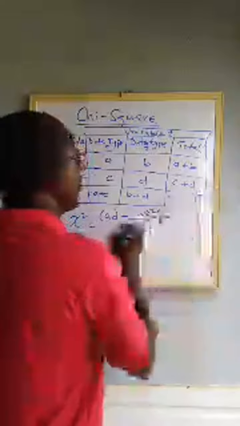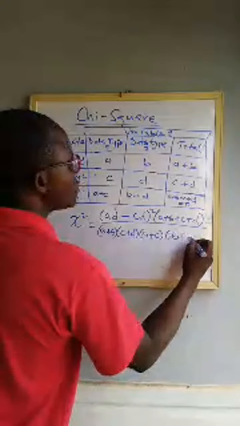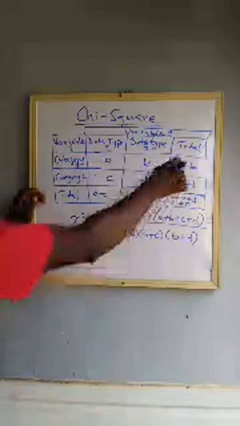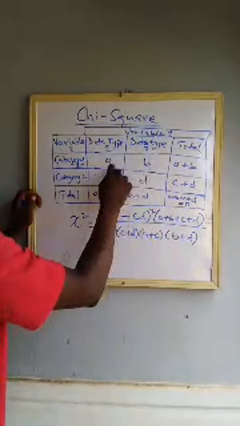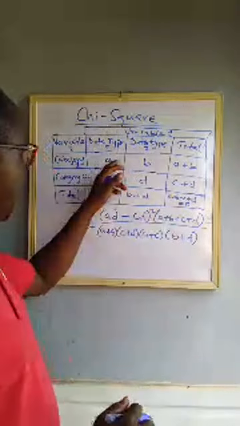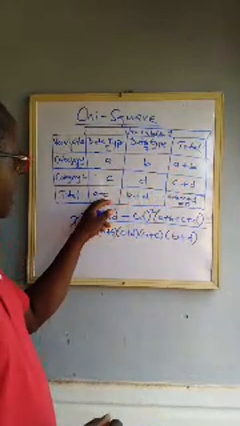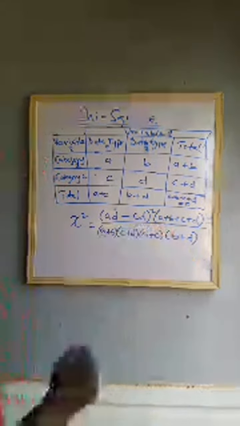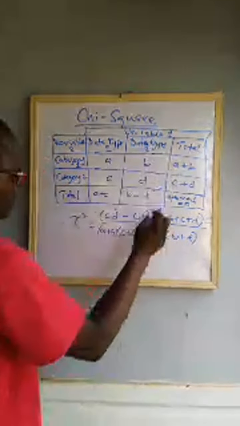That is this, divided by this, multiplied by this, multiplied by this, multiplied by this. That is A plus B, multiplied by C plus D, multiplied by A plus C, multiplied by B plus D. So you can see how we obtain this formula now. All of them are coming from this table. Out of the four, you are given A, B, C, D, so you perform the other parts, and the other parts will help you to use this chi-square formula. So the formula goes this way.